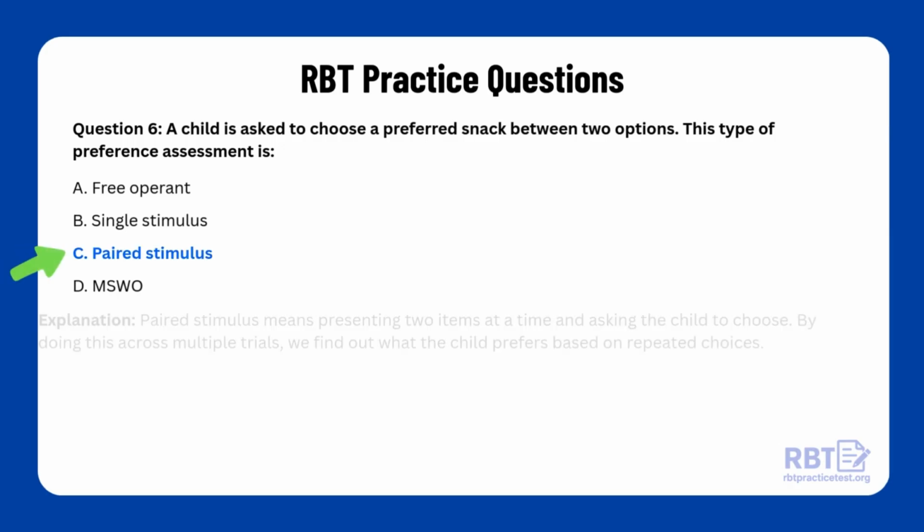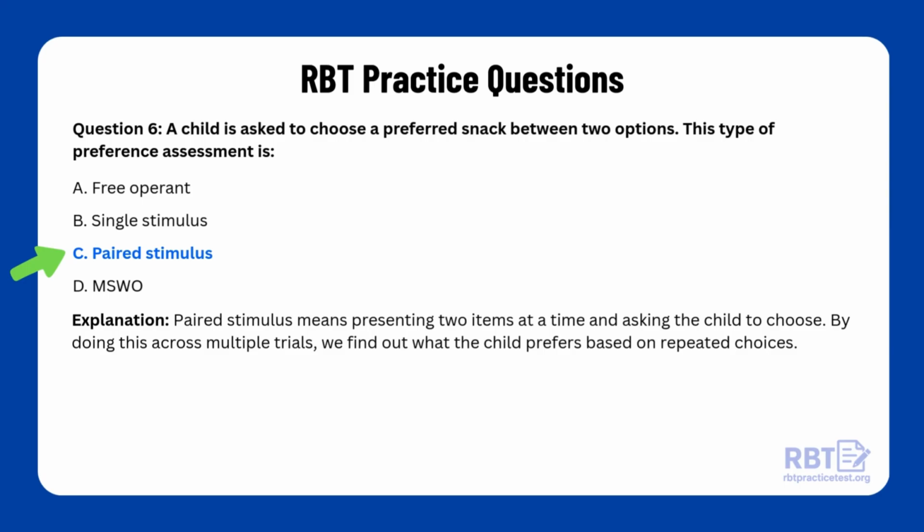Paired stimulus means presenting two items at a time and asking the child to choose. By doing this across multiple trials, we find out what the child prefers based on repeated choices.